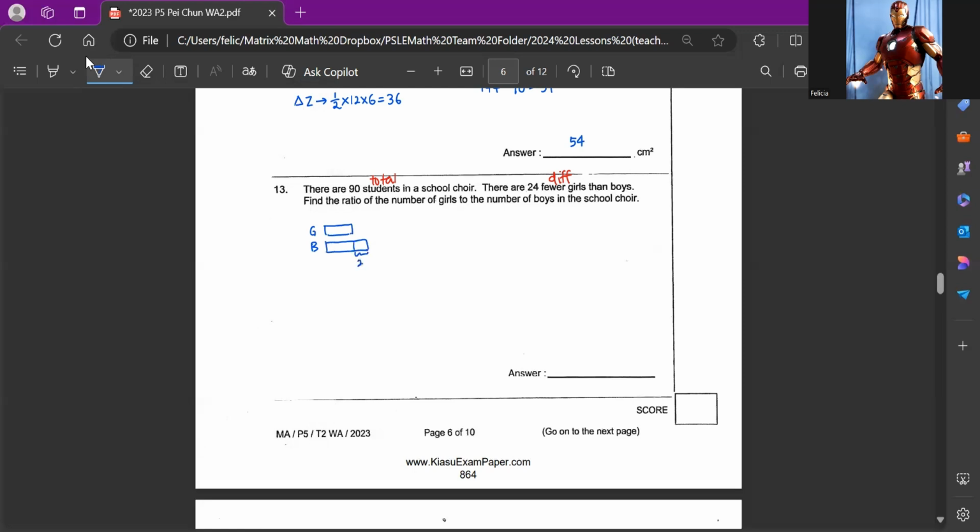So this will be your 24, right? And you have the total students. Total students is 90. So there you go. You have to find out 2 units first and work out 1 unit. Okay, so it's a 2-step problem in this case. 90 minus 24.